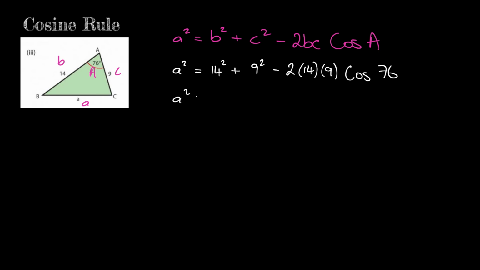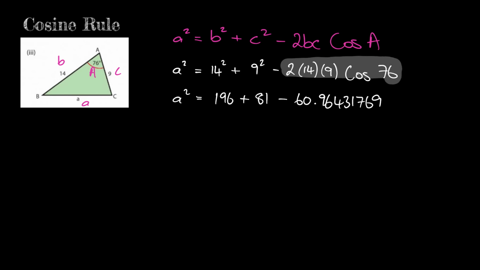So a squared is still a squared. You need to work out what each of these are. So 14 squared is 196, plus 9 squared will be 81, minus 2 times 14 times 9 times cos of 76 will give us minus 60.9643176. I'm just going to highlight that there just so you're aware of what's happening.